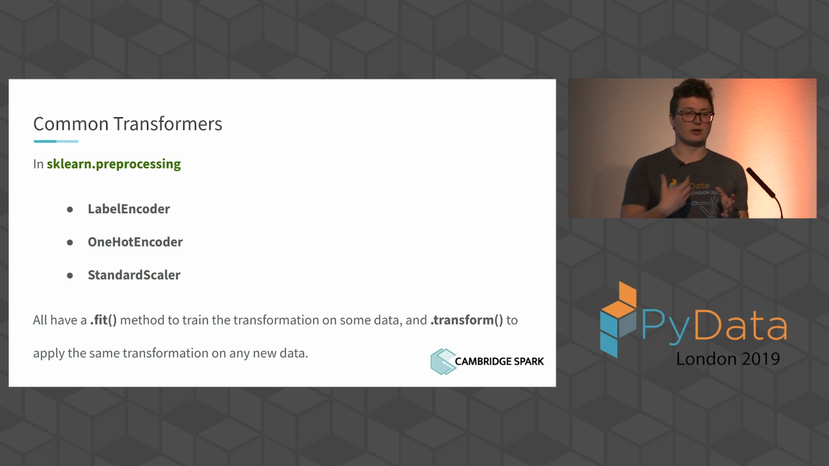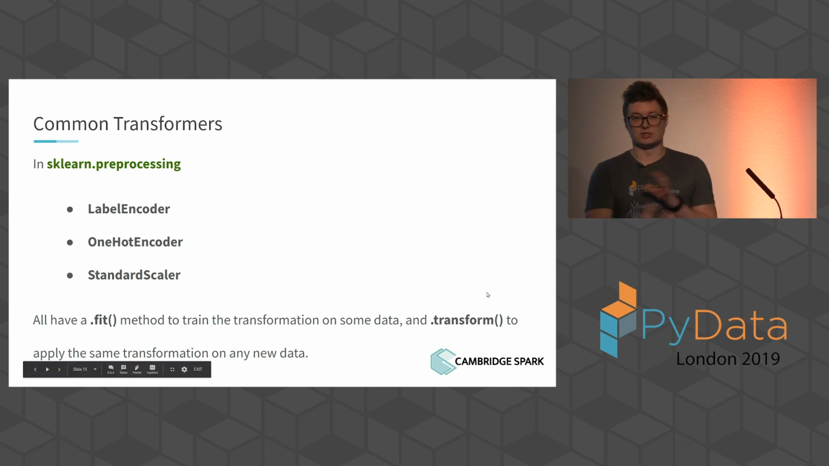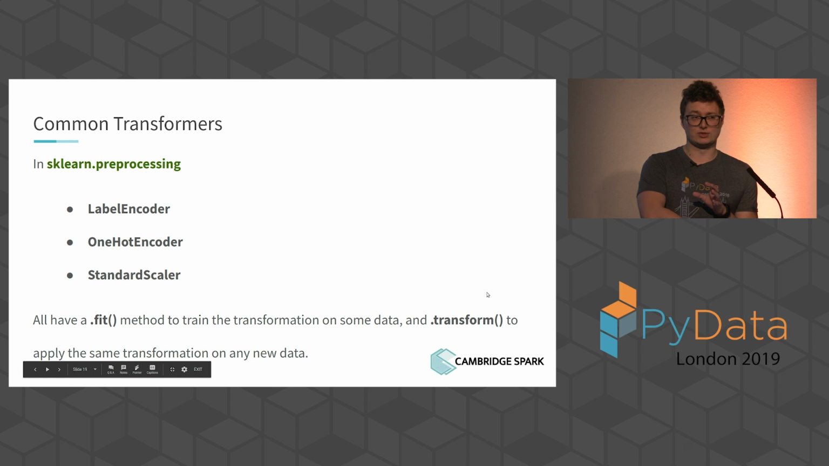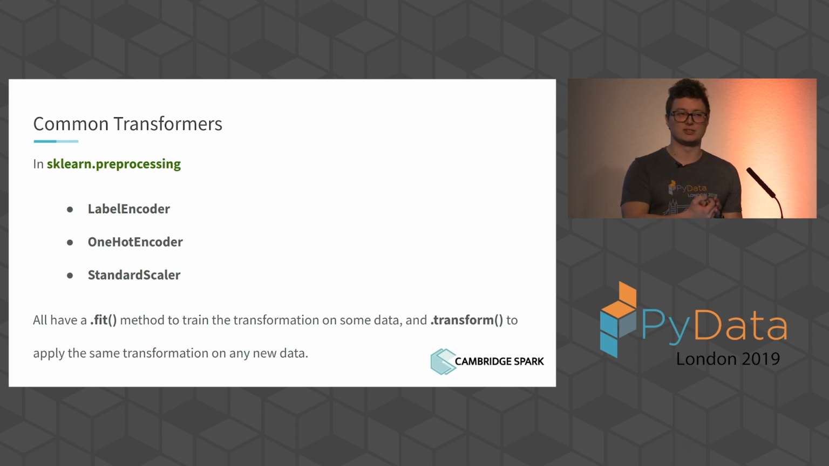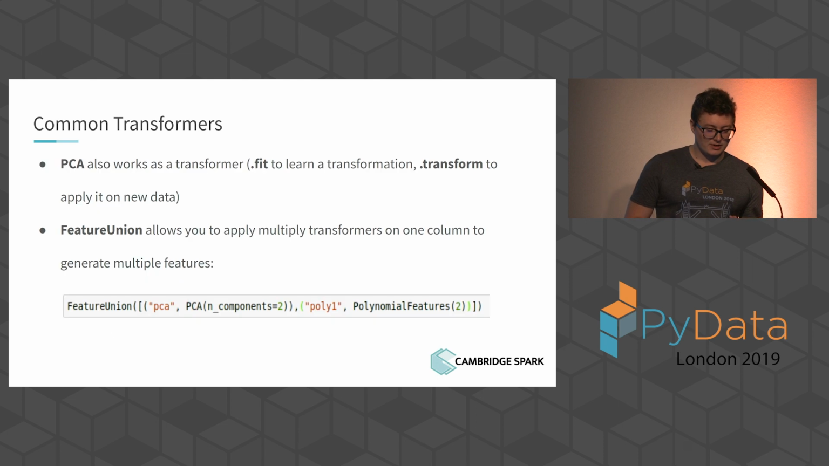So for a standard scaler, it learns what are the weights of the scaling it has to do. And then whenever you call transform, it doesn't change anything in its internal state. It just applies the same transformation it has learned before on any new data. Right? So that's this interface that we'll reuse over and over again.